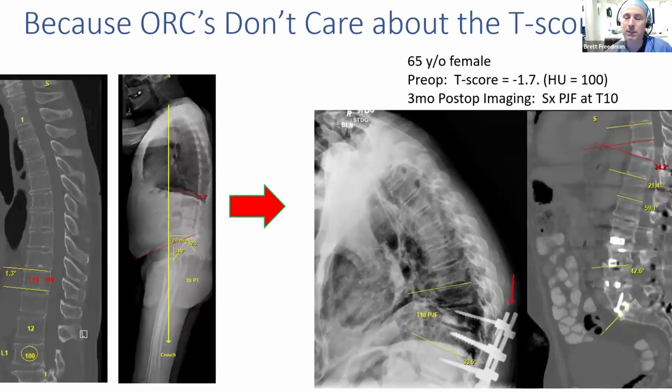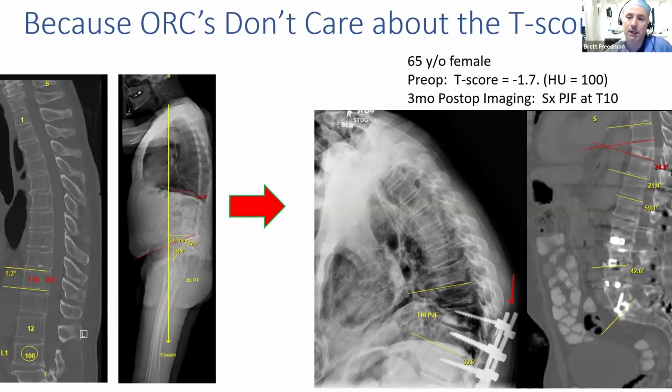Here's an example of a patient, 65-year-old female, preoperative T-score is minus 1.7. So by WHO criteria, this is osteopenia. This is an older patient. And so you can look down here, you see that little region of interest and the number 100 in it. That's the HUs, and the HUs of L1 in this particular patient were 100. We'll talk about the fact that that probably was a harbinger of the patient having osteoporosis.